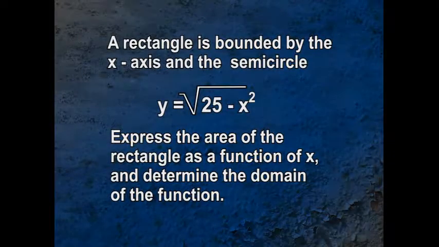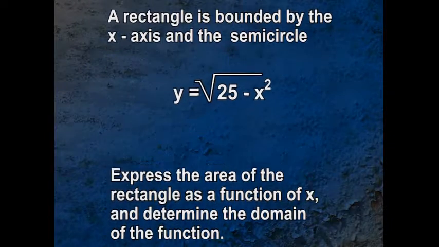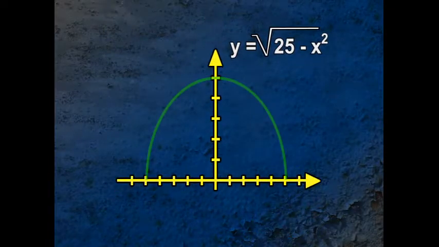Here's a problem involving the writing of a function. It says a rectangle is bounded by the x-axis and the semicircle y equals the square root of 25 minus x squared. Express the area of the rectangle as a function of x and determine the domain of the function. Well, let's first talk about what it means for a rectangle to be bounded by the x-axis and a semicircle. Now here's the semicircle, and of course the x-axis is along the bottom.